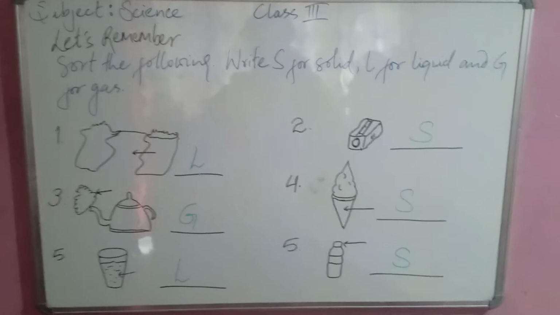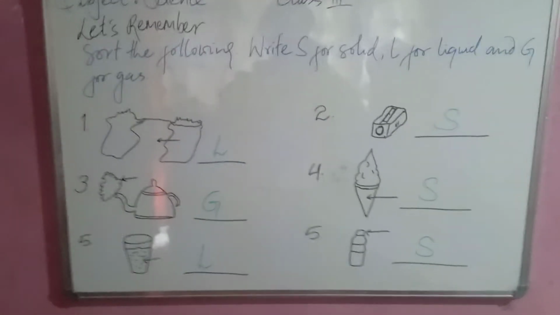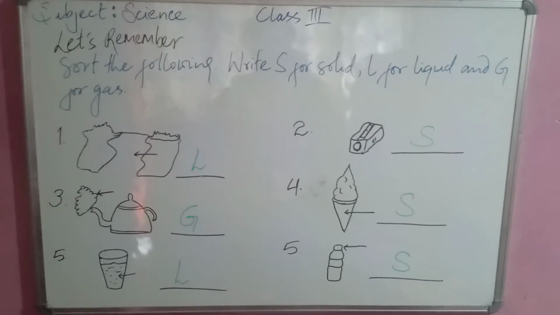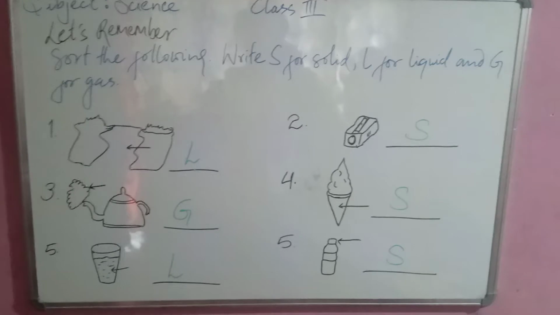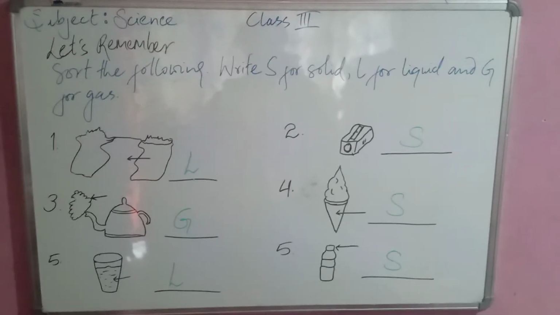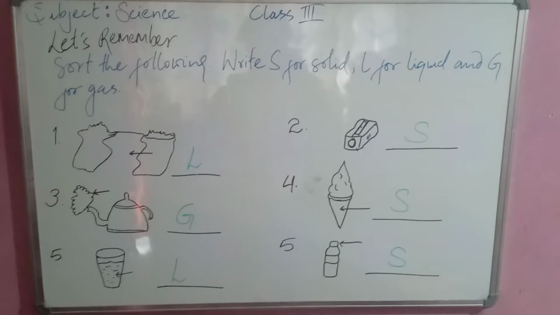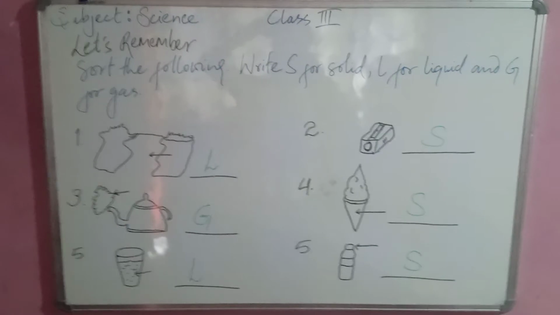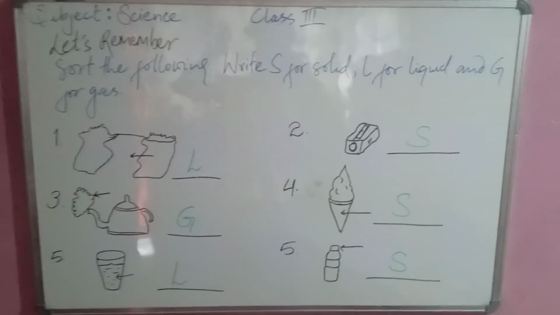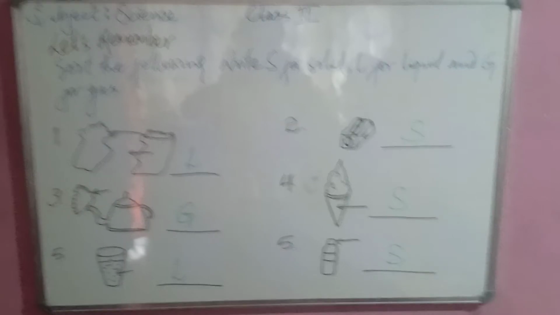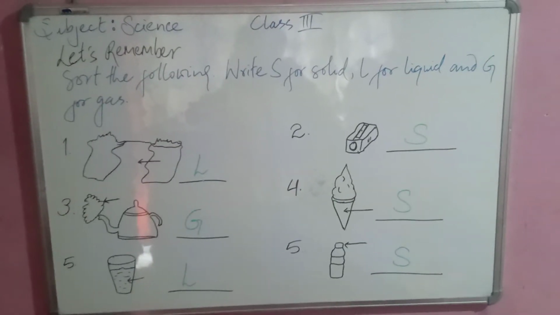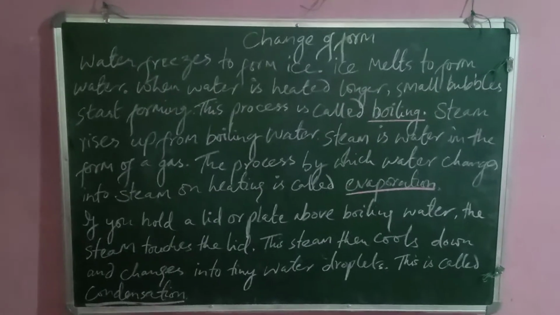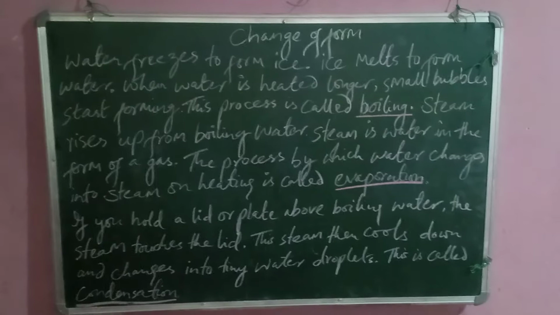Then we have a kettle. From its mouth there is vapor coming out, so they are pointing at the vapor. So the vapor will be your gas. Then there is a picture of an ice cream cone, so that will be your solid, and they are pointing at a glass full of water, so that will be your liquid, and the lid of a water bottle, that is also a liquid, sorry, solid. Moving on, so then we have changes of form.